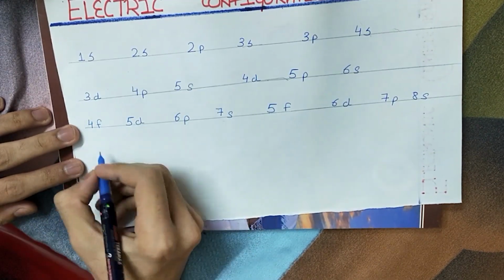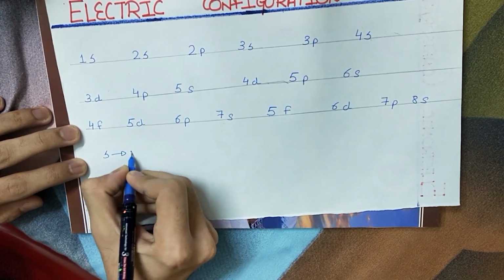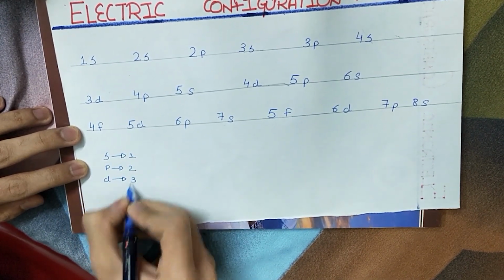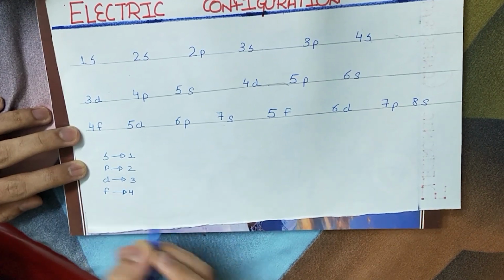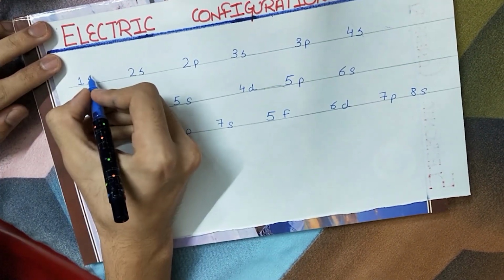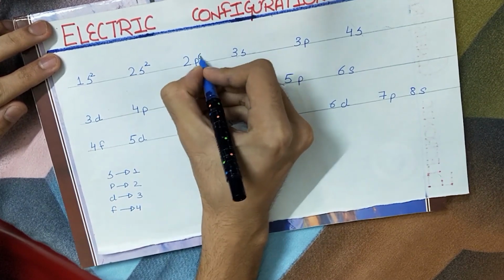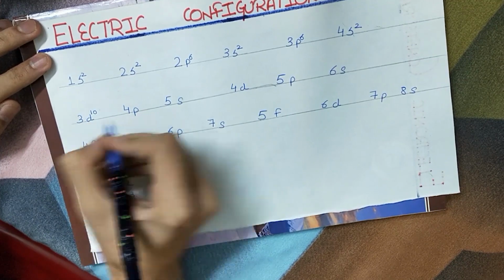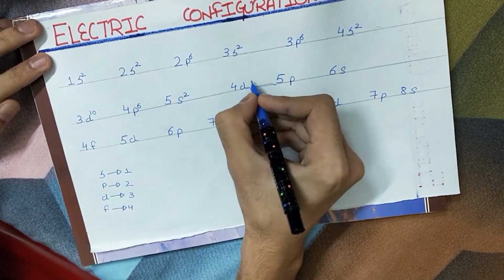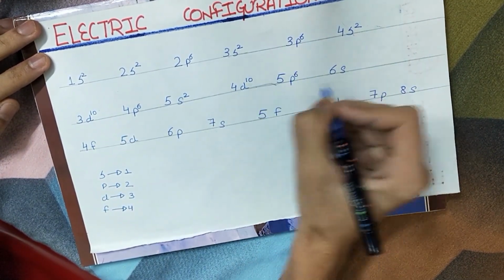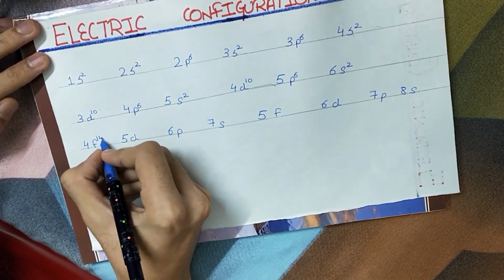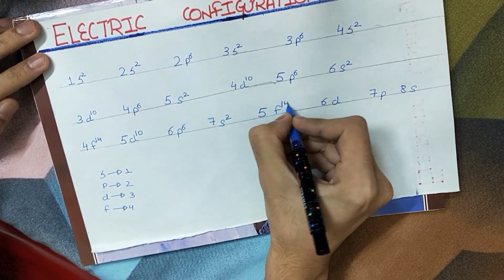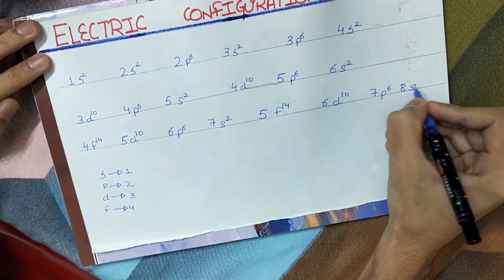Now simply, start the numbering of S with 1, P with 2, D with 3 and F with 4. Now fill the electrons, that is 1s2, 2s2, 2p6, 3s2, 3p6, 4s2, 3d10, 4p6, 5s2, 4d10, 5p6, 6s2, 4f14, 5d10, 6p6, 7s2, 5f14, 6d10 and 7p6 and 8s2.